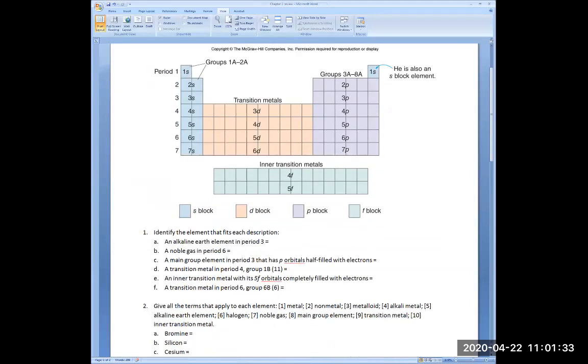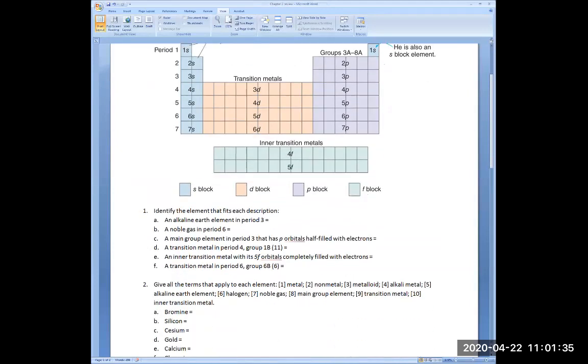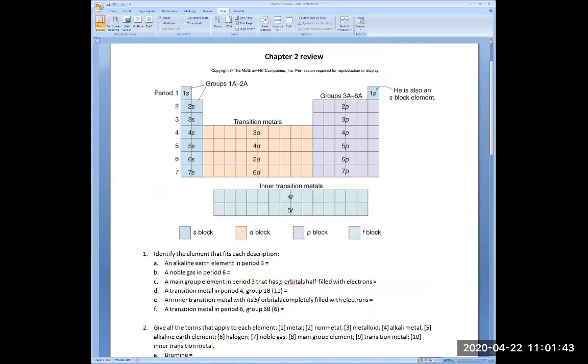So let's see. I will need you to answer in the chat, right? So we'll go over question 1 here, and we can still have the periodic table that shows the blocks.